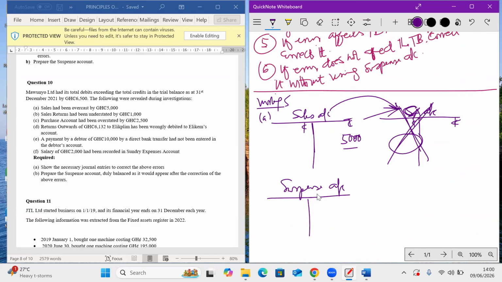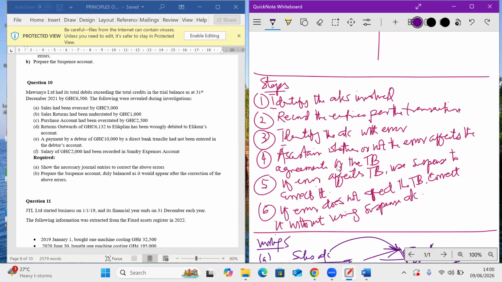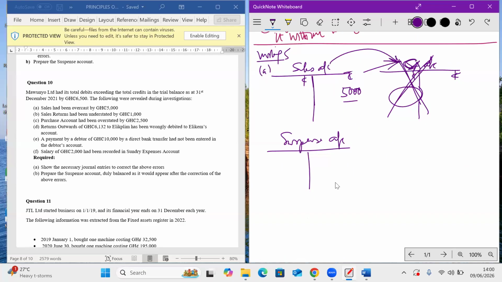This is the small boy suspense account, and this is the father suspense account. Those who don't understand mini and parent account. Okay, so watch. So this 5,000 must be dealt with, right? Are you following? So if it's an overcast, how do we deal with it? What do we do naturally? If it has exceeded, what do we do?